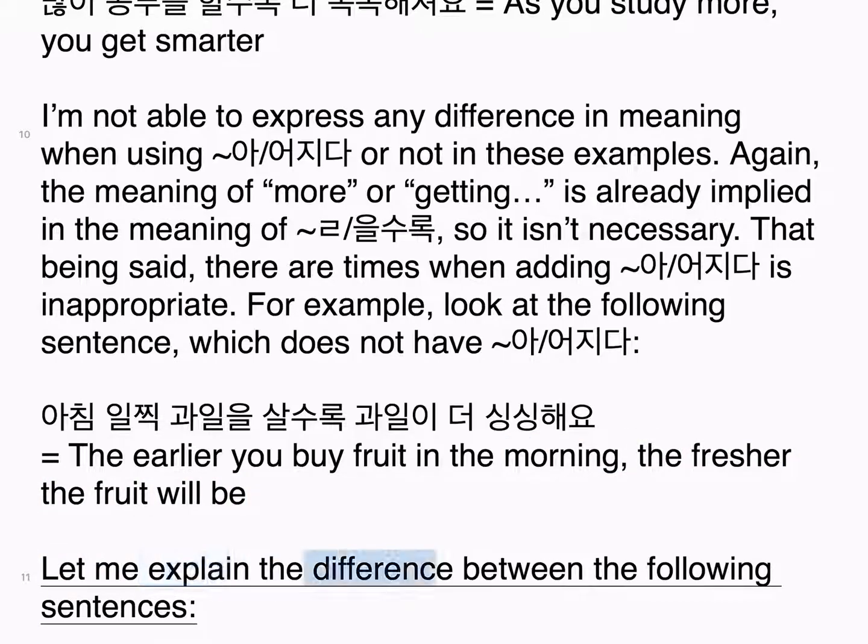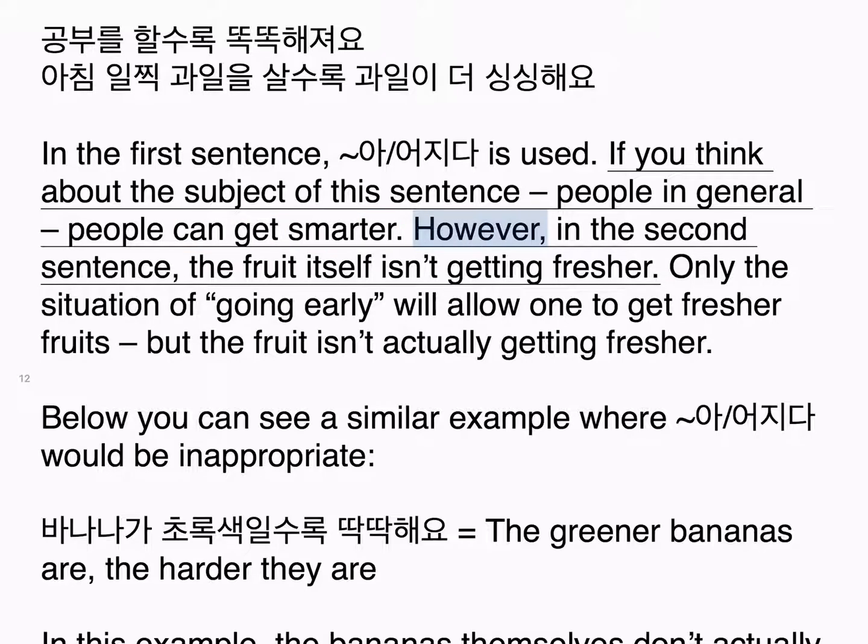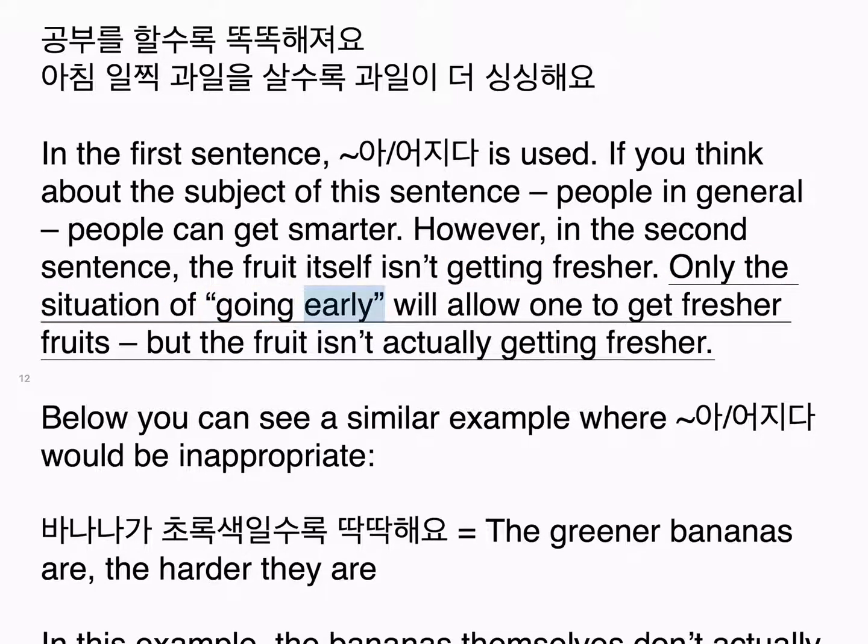Let me explain the difference between the following sentences. 공부를 할수록 똑똑해져요. 아침 일찍 과일을 살수록 과일이 더 싱싱해요. In the first sentence, 어지다 is used. If you think about the subject of this sentence, people in general, people can get smarter. However, in the second sentence, the fruit itself isn't getting fresher. Only the situation of going early will allow one to get fresher fruits, but the fruit isn't actually getting fresher.